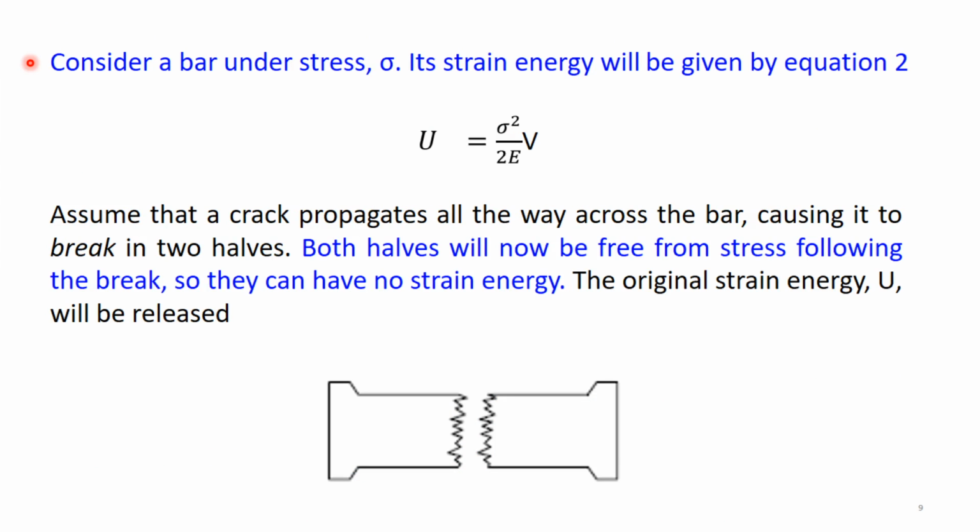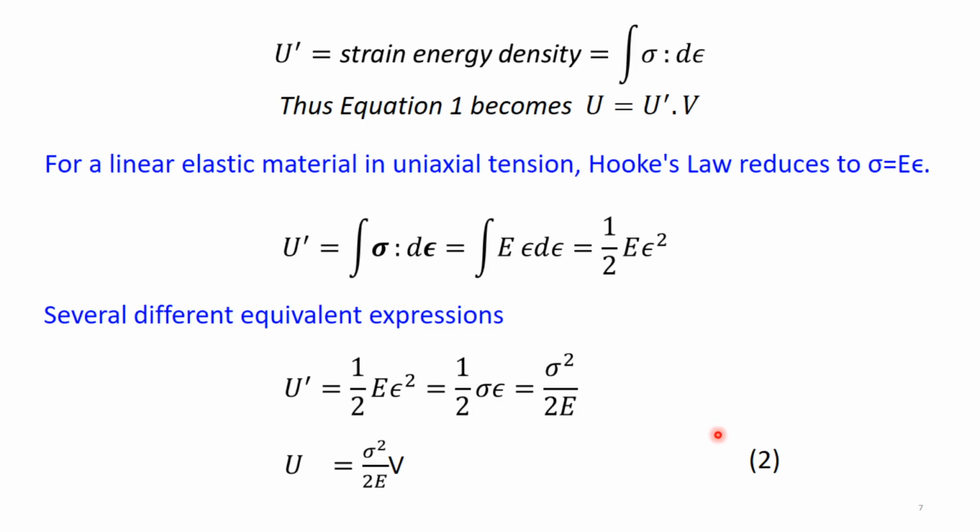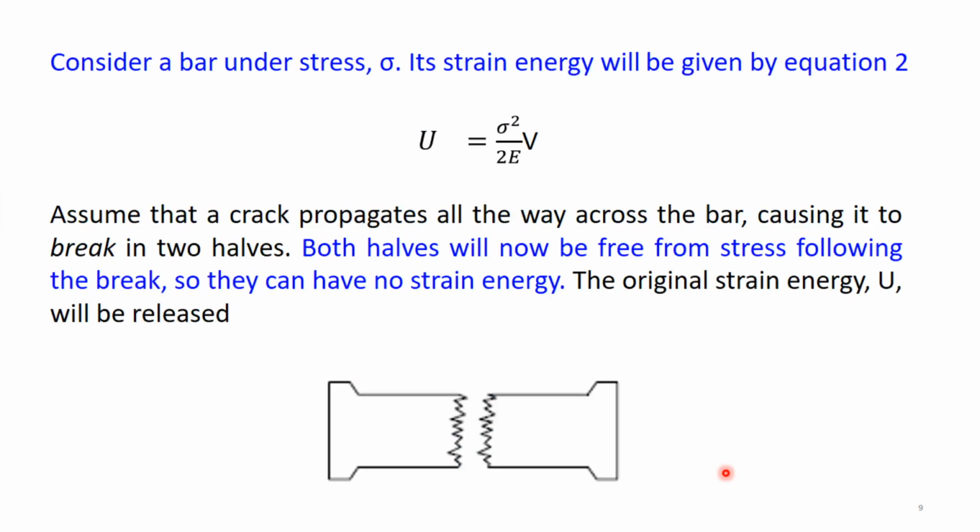Let us consider a bar under stress sigma. The bar is shown in the figure. Its strain energy will be given by equation 2. We have already calculated strain energy in equation 2, which is U equal to sigma square over 2E into V.